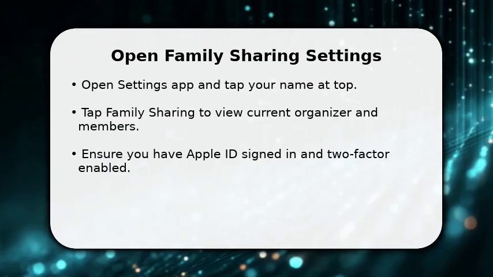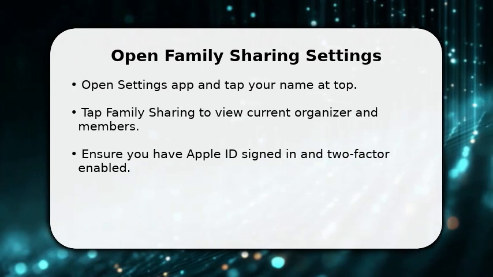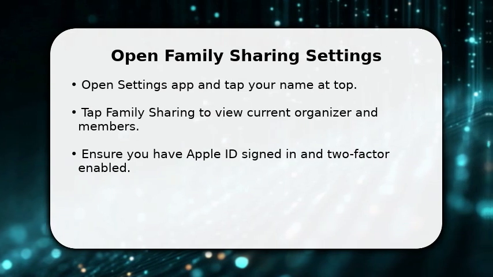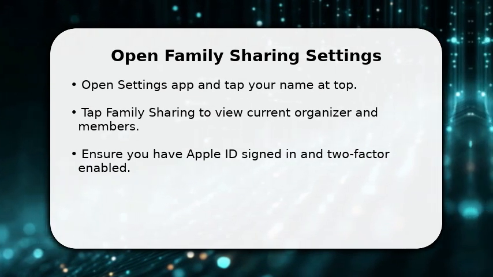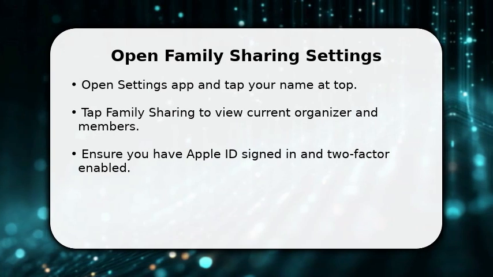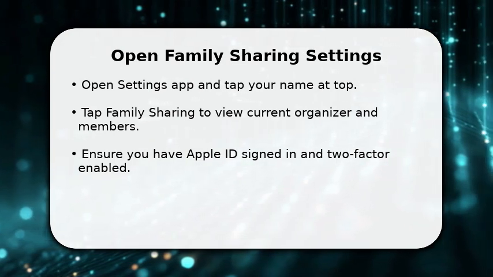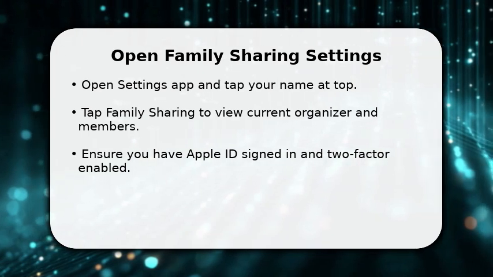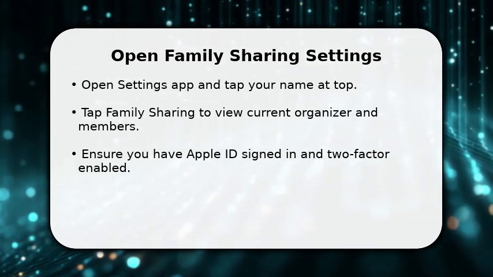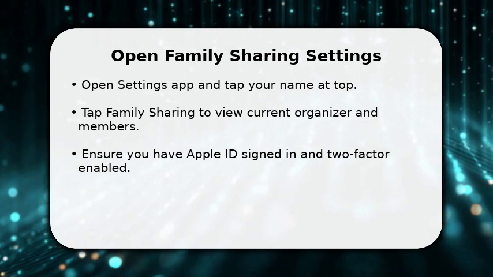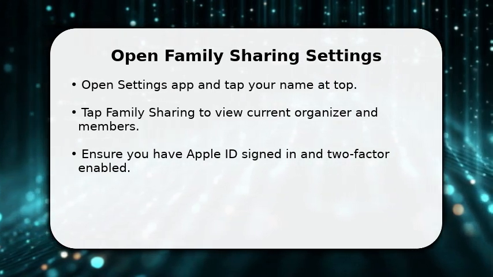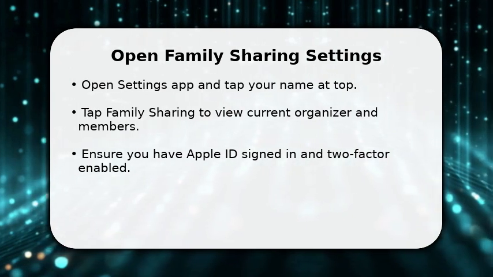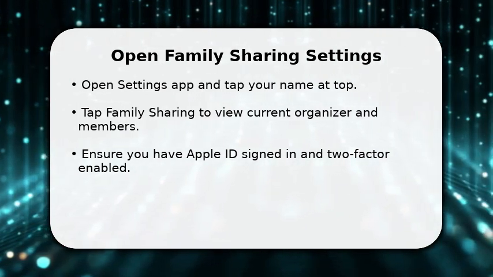You start by opening Settings and tapping your name. This accesses Apple ID controls. Once done, tap Family Sharing to see the organizer and member list so you know who's linked. Make sure your Apple ID is signed in on the device and two-factor authentication is enabled, because family sharing changes require verification. If you plan to add someone, have their Apple ID ready. This step establishes authority and prepares you to change roles or add and remove family members securely and quickly.